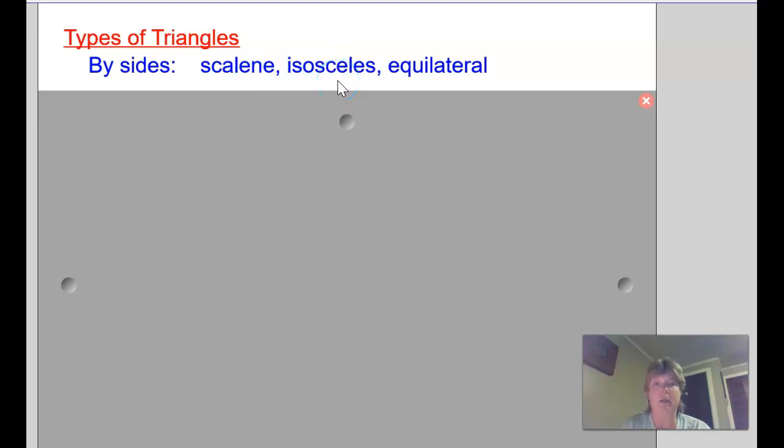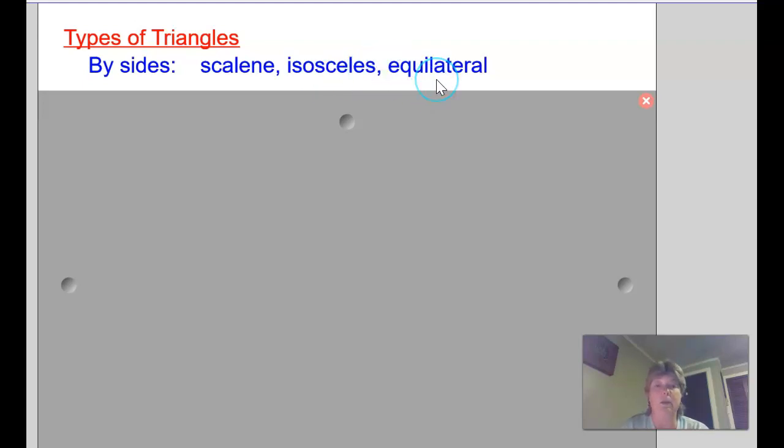Isosceles triangles. An isosceles triangle is a triangle that has at least two congruent sides. So it has at least one pair of congruent sides. And we've seen these already. We had a theorem where we said if we have two sides of a triangle that are congruent, then the angles across from them are congruent. Two sides of the triangle being congruent, that would be an isosceles triangle.